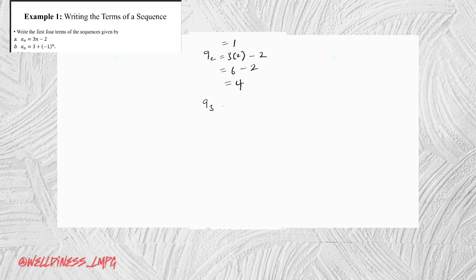Next, we are going to find a3. What do we do? As usual, we substitute 3 into n, so we are going to arrive at 3 times 3, which is 9, and 9 minus 2 will give you 7. And last but not the least, for a4, all you have to do is substitute 4 into n, and you arrive at 3 times 4, which is 12, and 12 minus 2 will give you 10 as your answer. And with that, you've gotten your first four terms of the sequence.